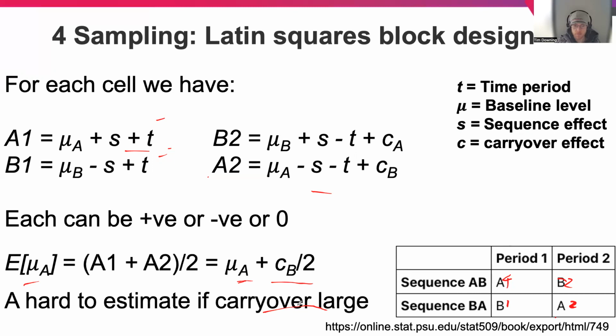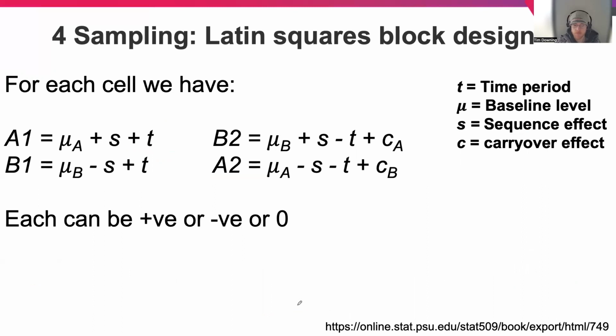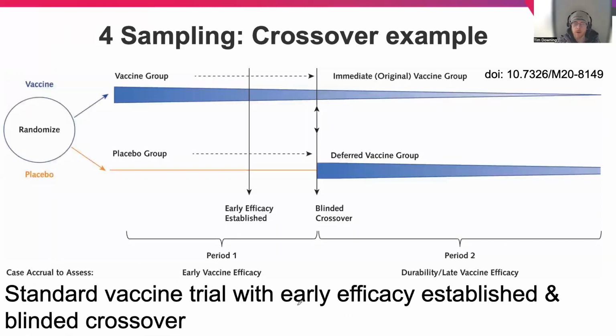So this means it's hard to estimate if the carrier effect is very large. So if we think about this in terms of real studies, we can look further and look at how they've done this. So these are more simple examples. In a standard vaccine study, we allocate a vaccine group and a placebo group, and in this particular study, taken from this paper, they monitor the vaccine group and the placebo group using a trial sample size to see if there's early efficacy or not indeed.